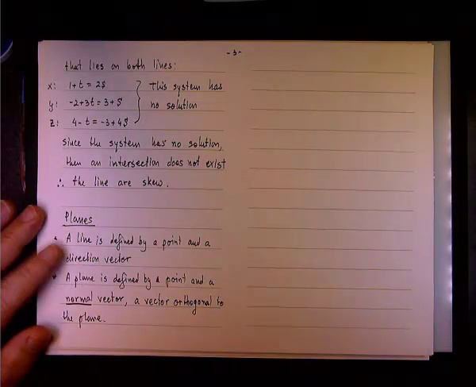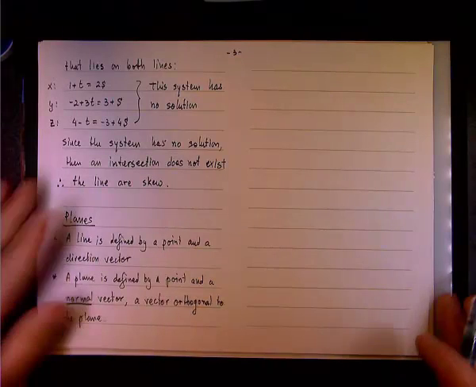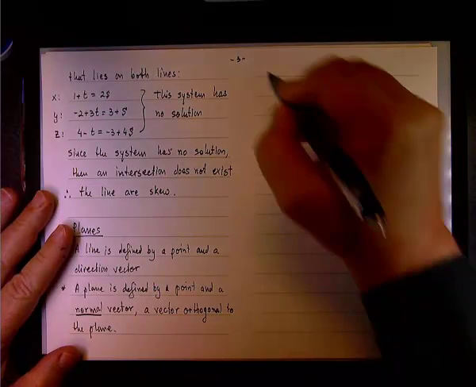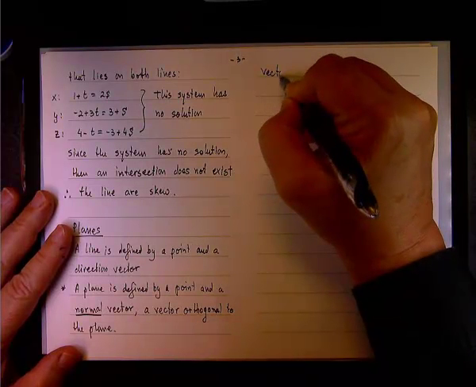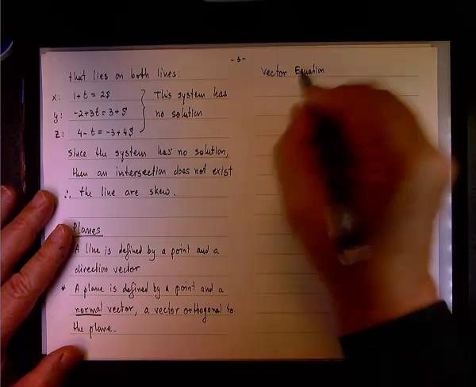So there are forms. Let's see. There'll be a vector form of a plane. There'll be a scalar equation, and there'll be a linear equation, which is almost the same as a scalar equation. So we start with a vector equation of a plane. Okay.